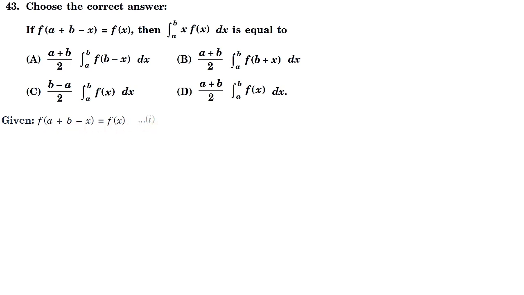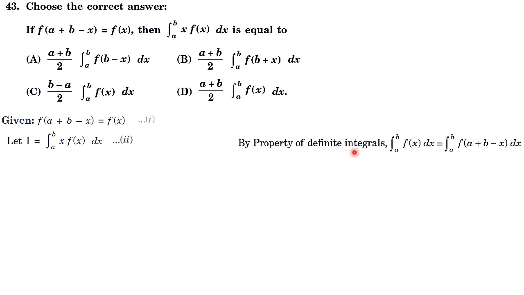Now we have seen this as a property in definite integrals: the integral from a to b of f(x) dx is equal to the integral from a to b of f(a + b − x) dx. So that property we are going to use. Before that, consider I equal to the integral from a to b of x f(x) dx. Label it as equation number 2. Then apply the property: sum of the limits minus the variable.